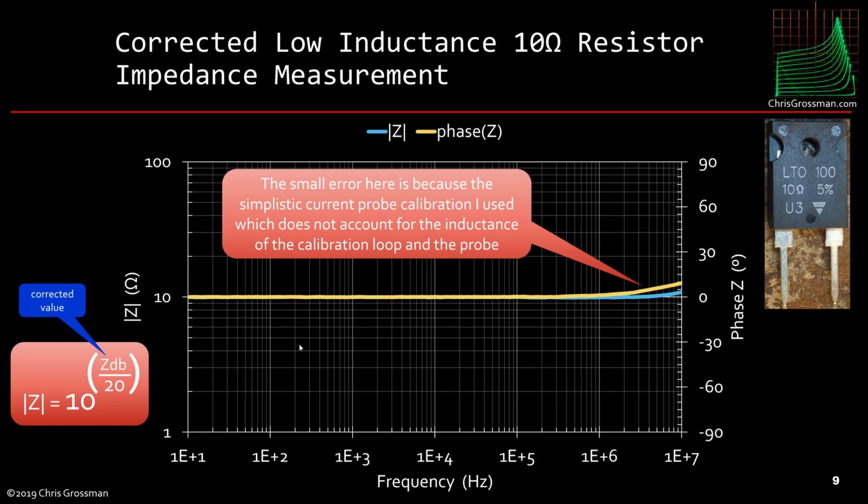Now the spreadsheets I've done this with are available for download, so you can see the details of how I did this. One thing here, if we look out here, we see that we're starting to get some phase and gain error at 10 megahertz, because I know that these resistors are flat out to 100 or 200 megahertz. That's because of the very simplistic current probe calibration I used, which doesn't account for the inductance of the loop or the impedance of the probe.